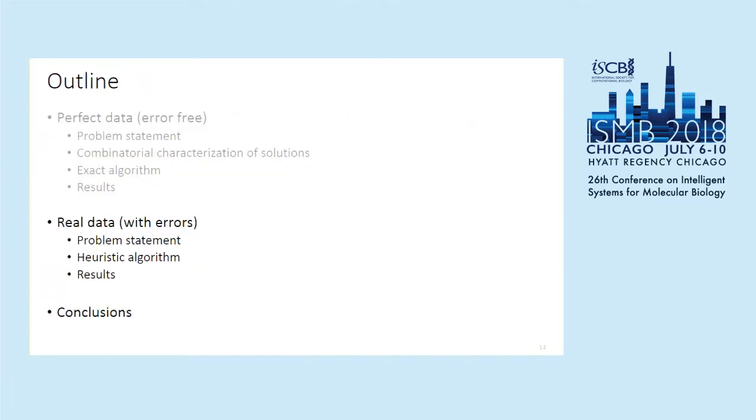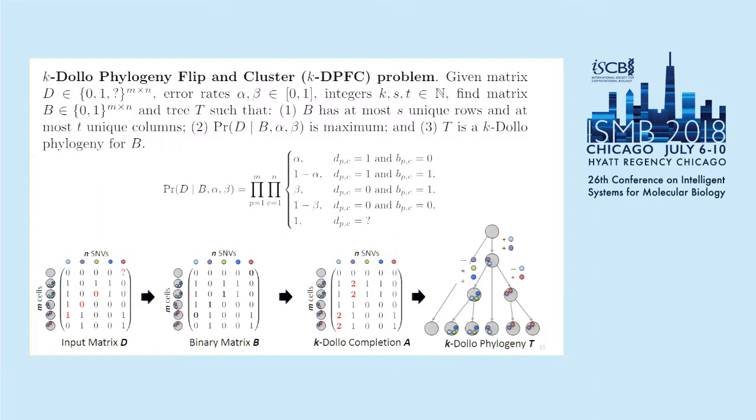Okay, so what I was doing was error-free data. This is not something we can do in practice. With single-cell sequencing, there are actually two types of errors. Some of the ones that you observe could be false positives. You could also have false negatives because of allelic dropout. And you could also have missing entries.